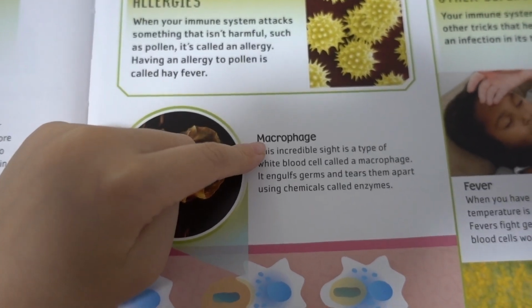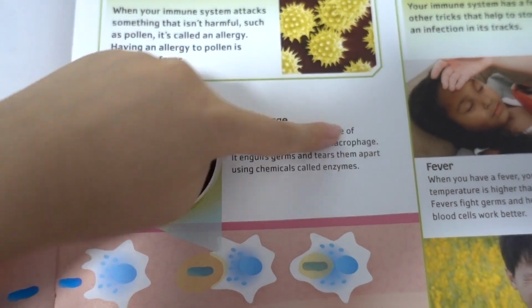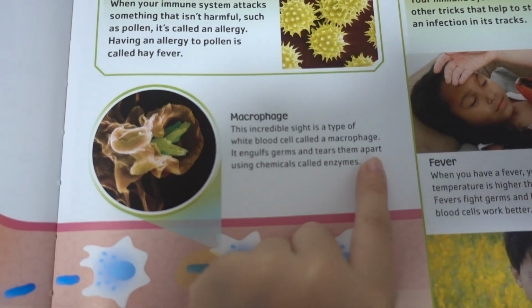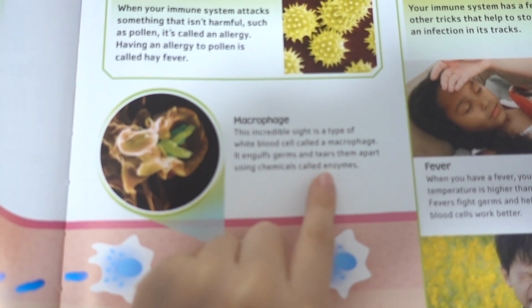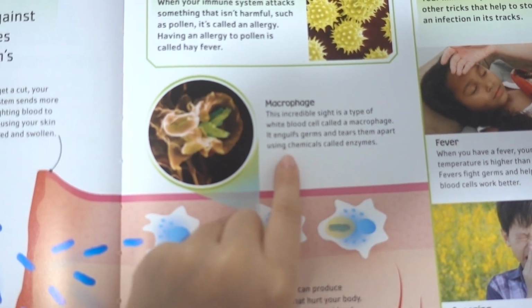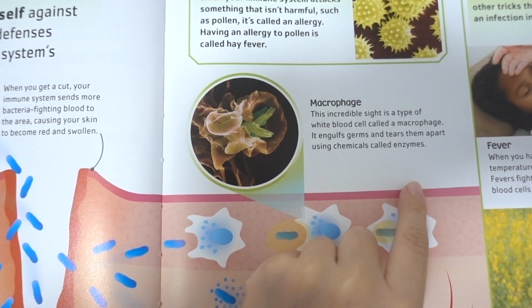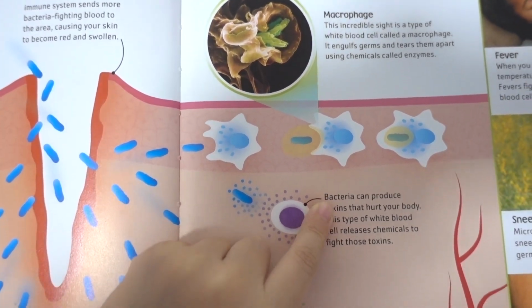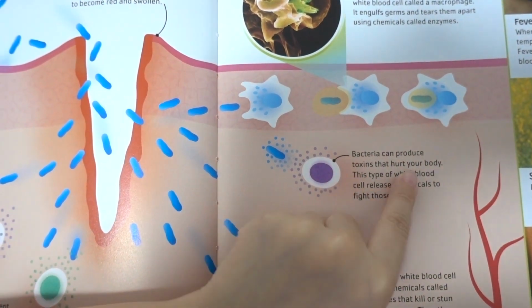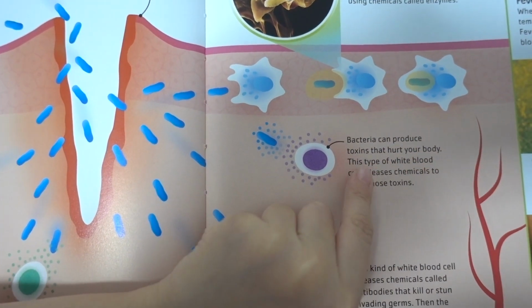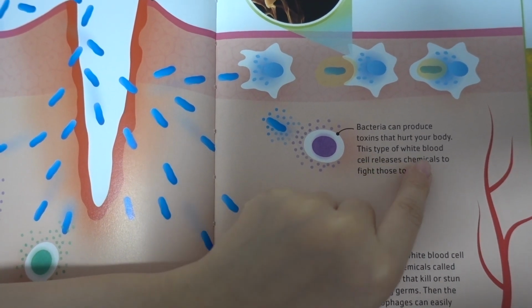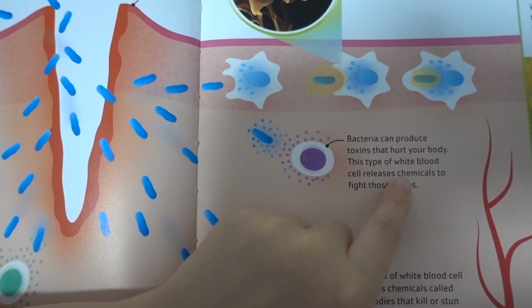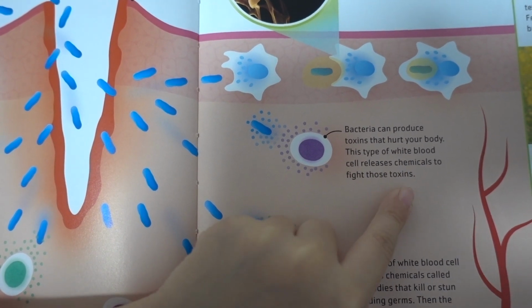Macrophage. This incredible sight is a type of white blood cell called a macrophage. It engulfs germs and tears them apart using chemicals called enzymes. Bacteria can produce toxins that hurt your body. This type of white blood cell releases chemicals to fight those toxins.